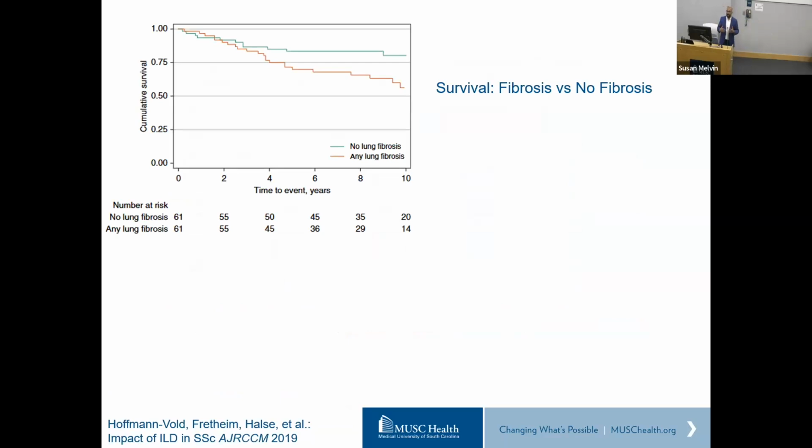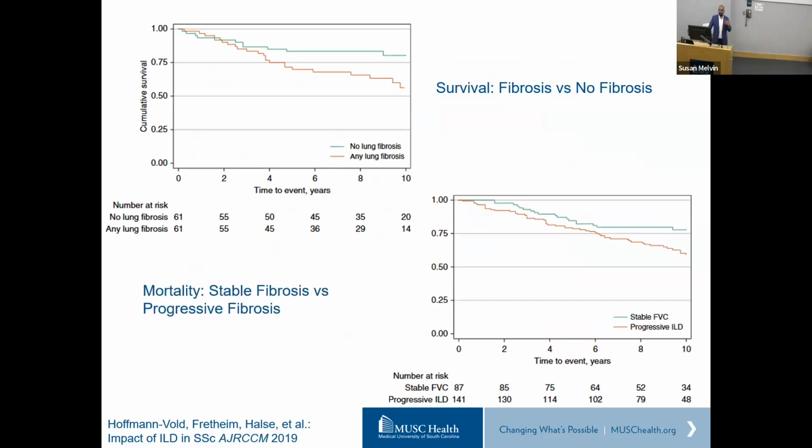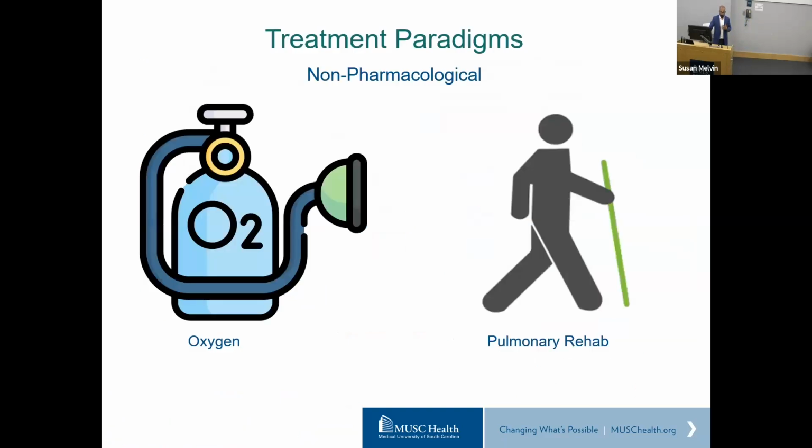Survival, again, recapitulating the same data of fibrosis versus no fibrosis. Clearly, presence of fibrosis is associated with poor survival. And for stable fibrosis versus progressive fibrosis, one would expect someone who has progressive fibrosis to have a lower survival as compared to somebody who has stable fibrosis.